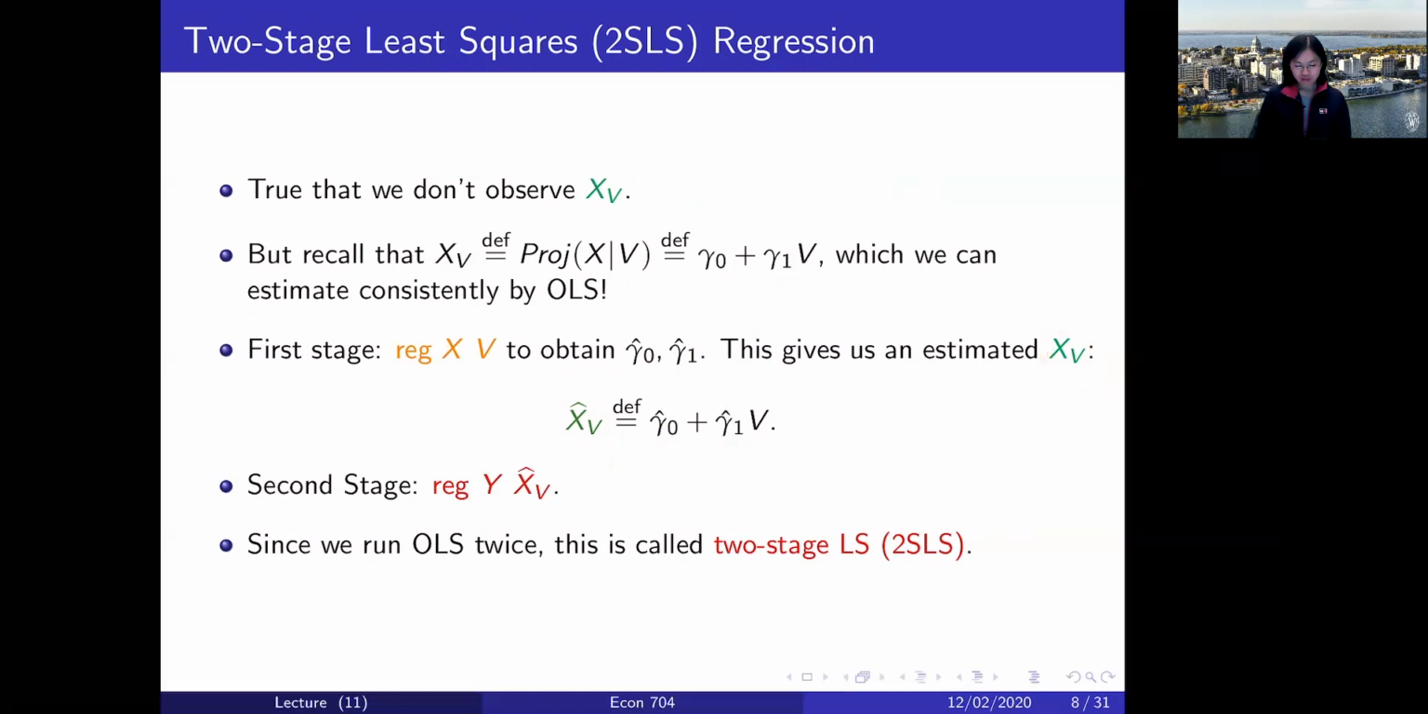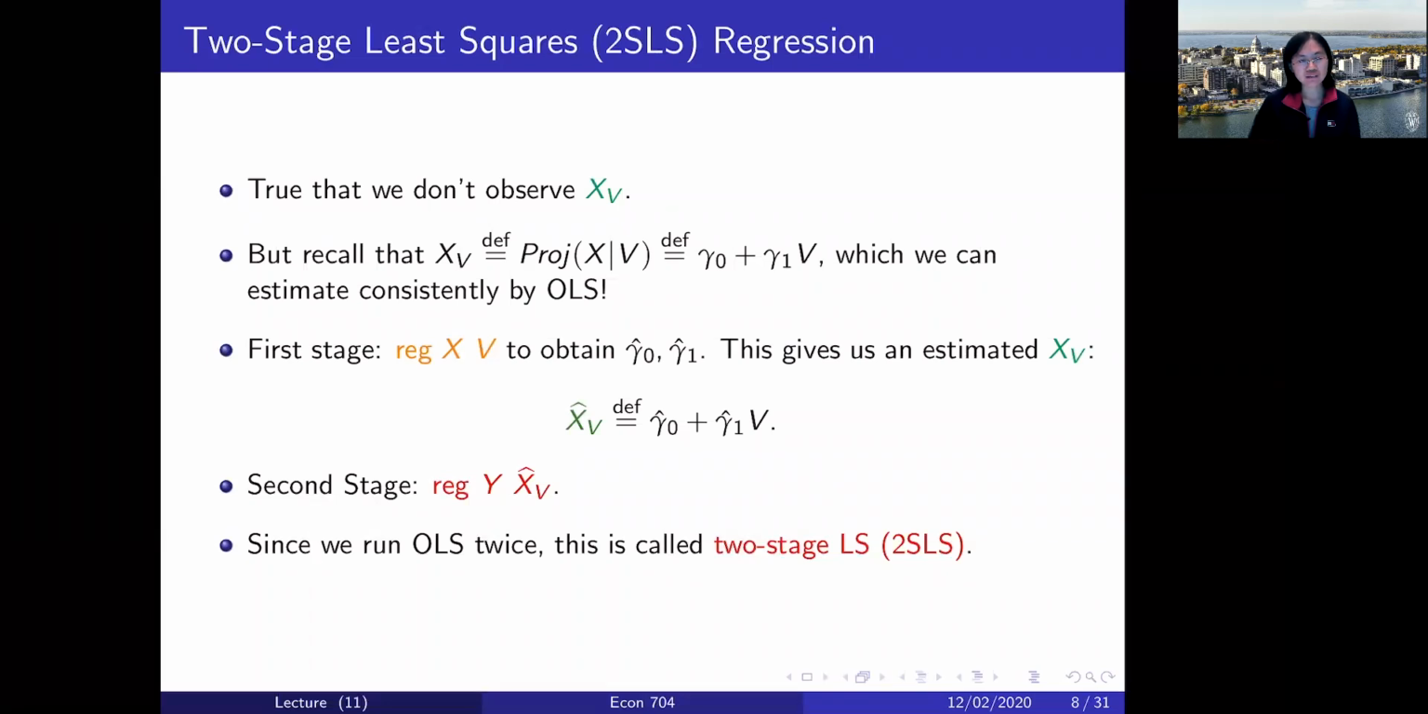And because this approach runs OLS twice, this is called two-stage least squares, because you do a least squares, minimizing the sum of squared residuals. You do a least squares twice, so that is called two-stage least squares. Okay, so this whole approach is called two-stage least squares. The estimator coming out of this two-stage procedure is the two-stage least squares estimator.